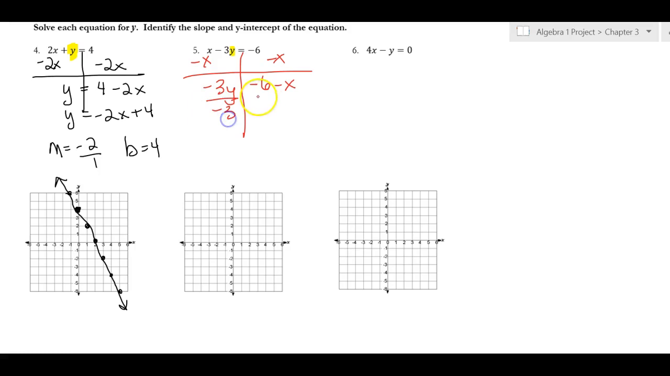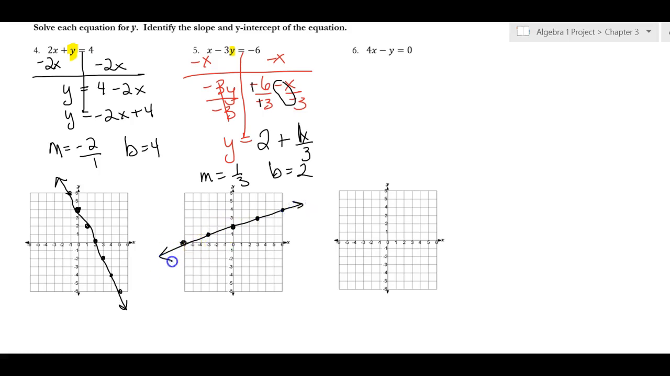So now I divide everything by negative 3, and I divide each thing by negative 3. These two negatives right here become positive, and 6 divided by 3 is 2. These two negatives also become positive, so it becomes x over 3. And so my slope is 1 over 3 because there's a little 1 in front of that x, and my b is 2. So I go up 2, and then I'm going to go up 1 over 3, up 1 over 3, down 1 over 3, down 1 over 3. And then I connect my dots.